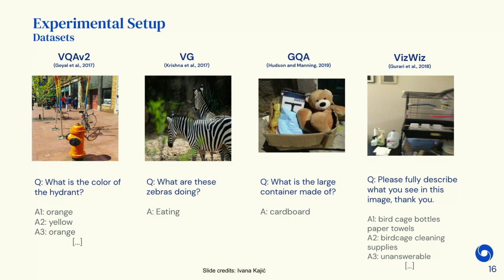For example, the VizWiz dataset on the right has images collected by visually impaired users. You can see the images might not be of that high quality, the object of interest might not be in the center, and the questions might be more conversational, like, for example, please fully describe blah, blah, blah. We wanted to see, for these recent models, which seem to have outperformed humans on the VQA-V2 dataset, how well do they perform when I do not train them, when I do not fine-tune them on the target dataset?